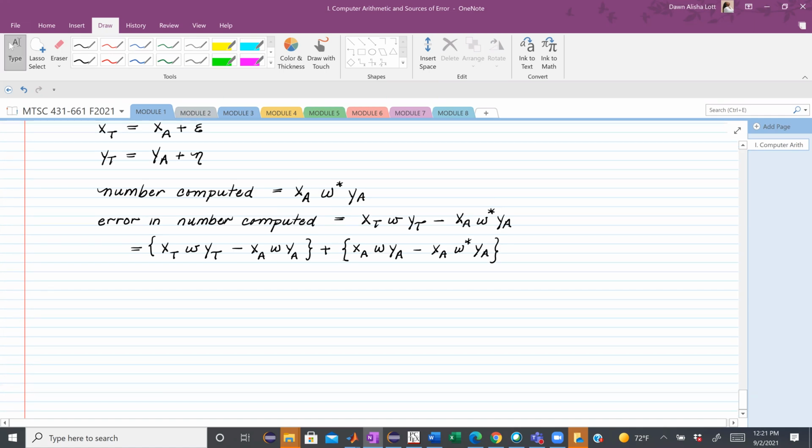All right. So what does the first piece represent? It says, this is what the true value is of me taking X times Y. And then I'm going to subtract off what I get if I use the approximate values and did the approximate value of X times Y. So this first piece is the propagated error.